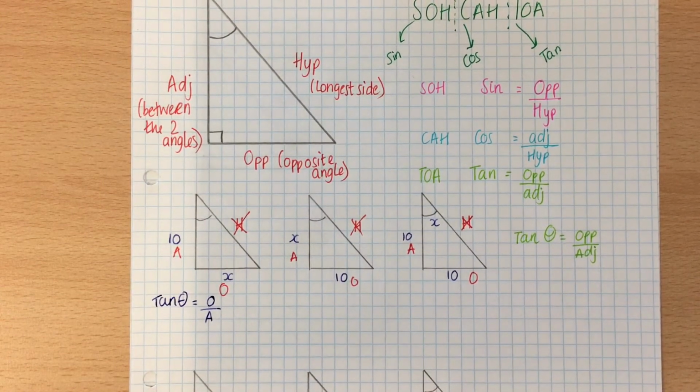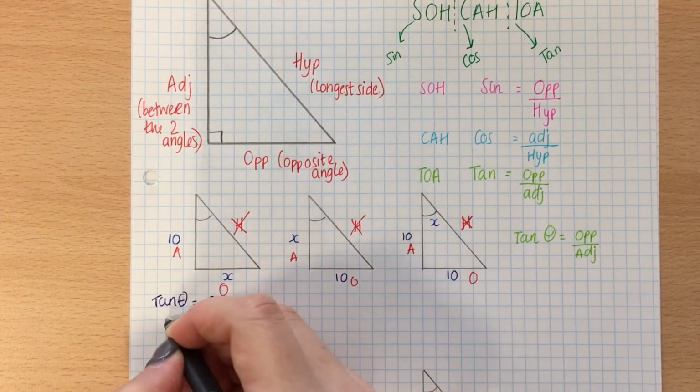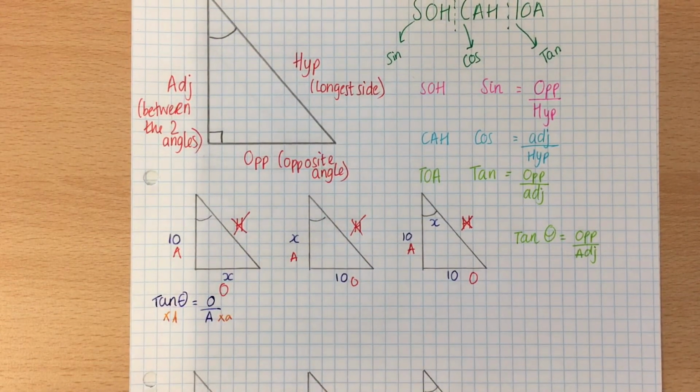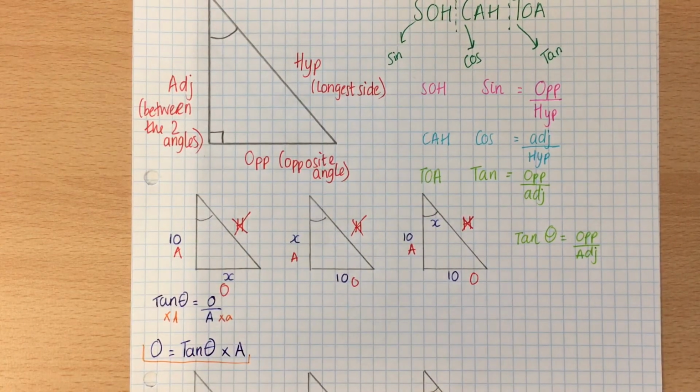I need O on its own. So how would I get O on its own? Well, I would get rid of the divide by A by multiplying by A. Let's get a different colour. So multiply by A, multiply by A. So for this one, O equals tan of the angle multiplied by A. That is the formula you would use for this triangle here.